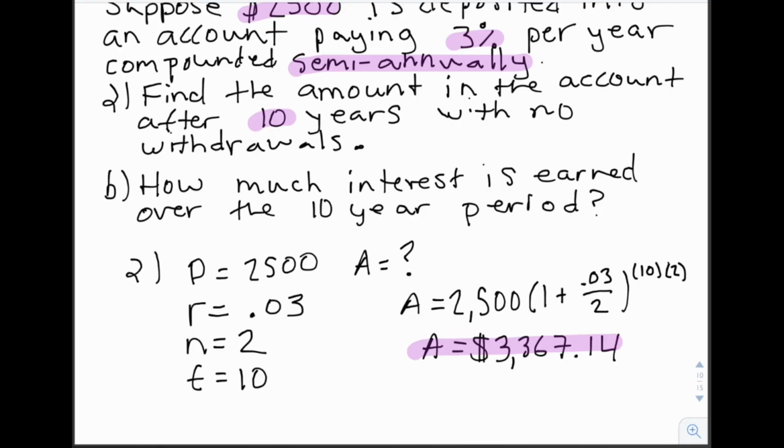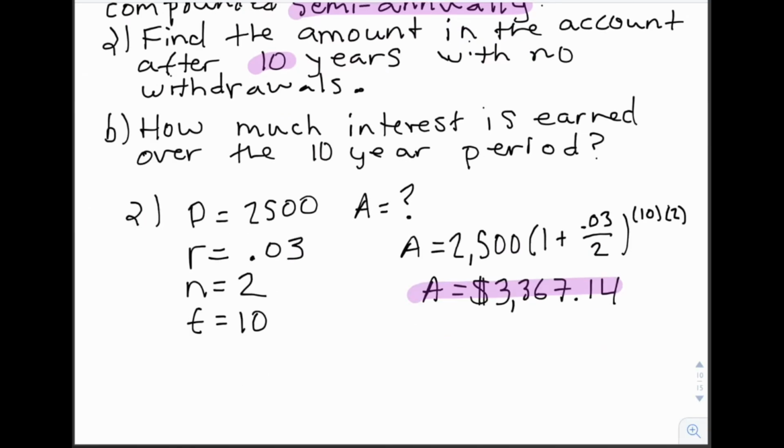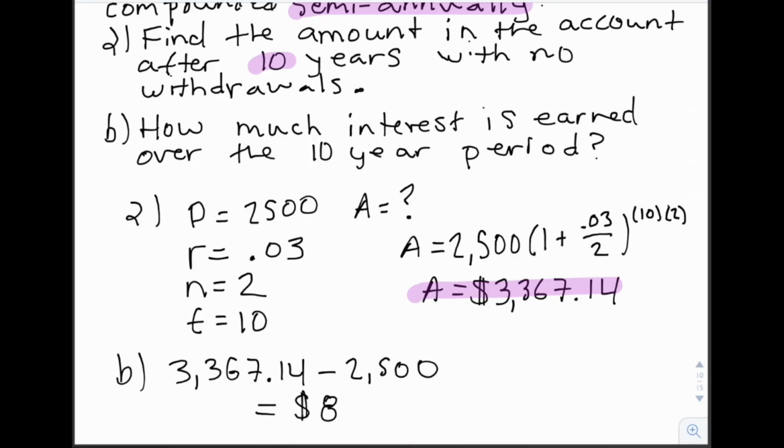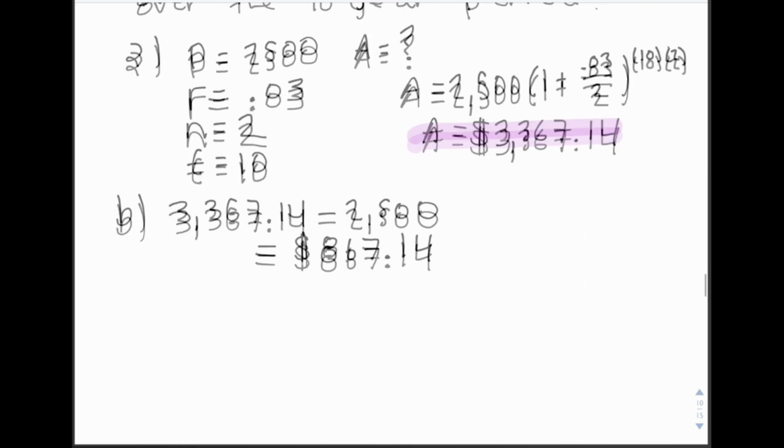So let's go ahead and look at part B here. We can take our amount that we ended with after 10 years, so that was 3367.14, and then subtract what we initially put in, and this should give us the amount that we earned in interest. So that actually turns out to be $867.14, and we should be finished for part B there.